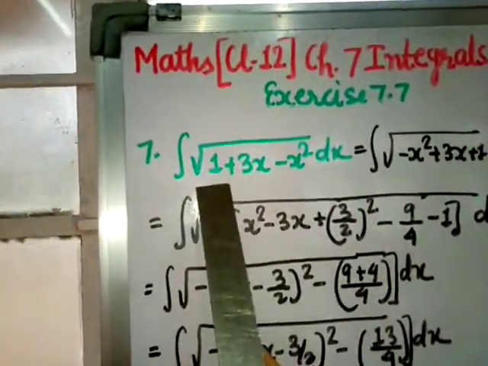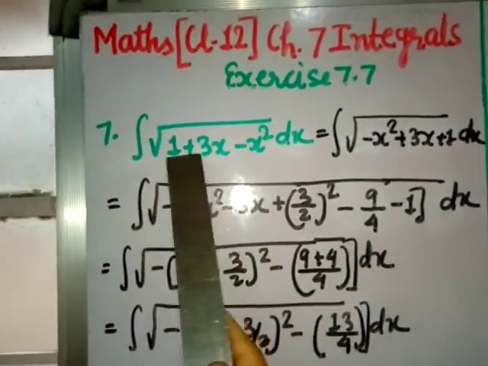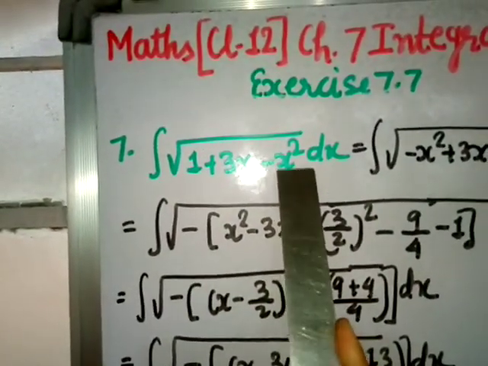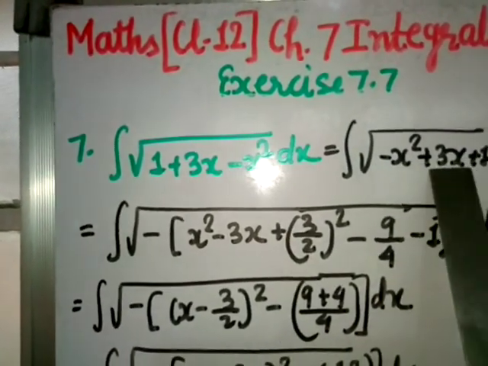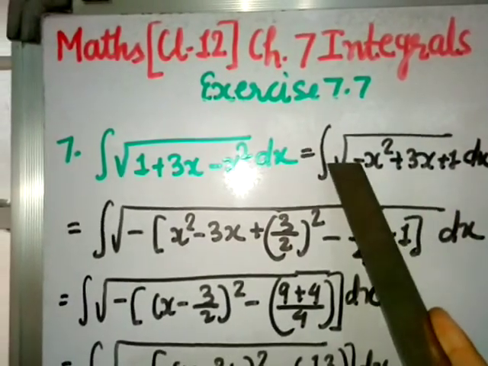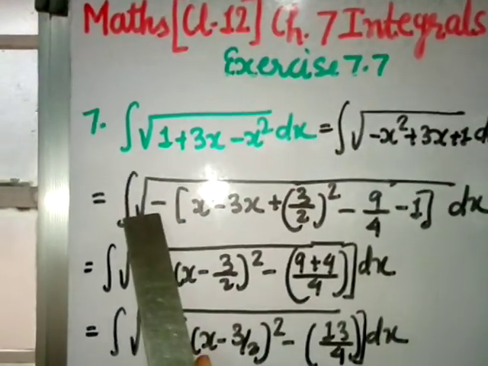Question number 7: integral square root of 1 plus 3x minus x square dx. I'll rearrange. First you write the x square term, then the x term, then 1. So integral square root of minus x square plus 3x plus 1 dx. Before, I said that this has to be positive, so take minus common, so I have taken minus common.